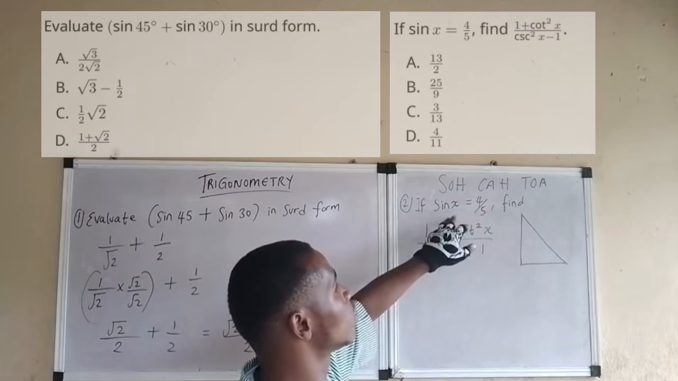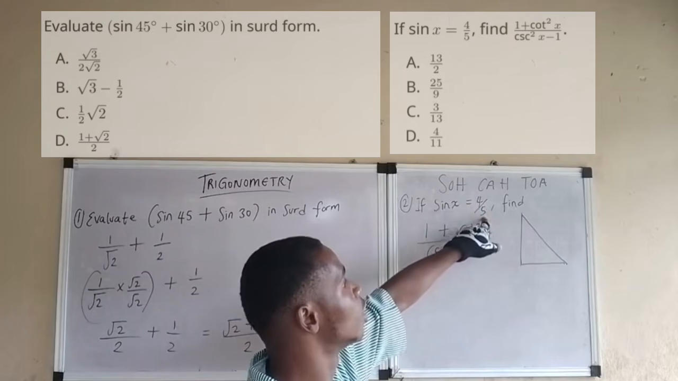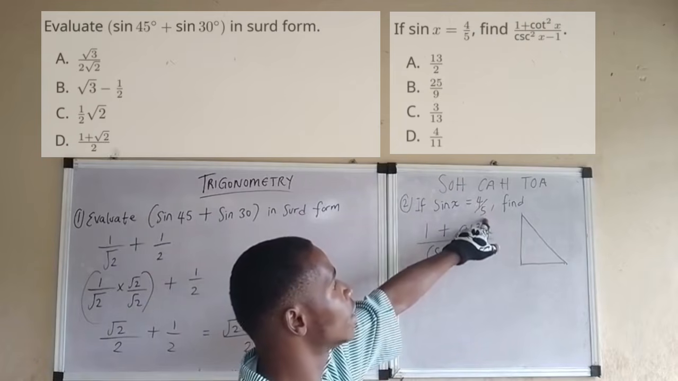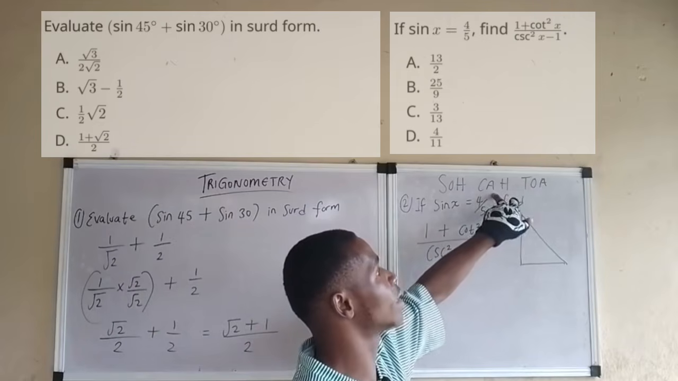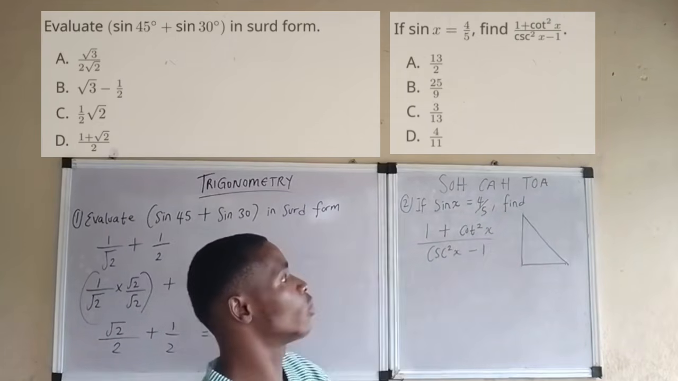So if this was cos x, the numerator will be adjacent, denominator will be hypotenuse. If this was tan x, the numerator will be opposite and denominator will be what? Adjacent. So this O means opposite, H means hypotenuse, A means adjacent, all right? And O means opposite. We've mentioned everything.